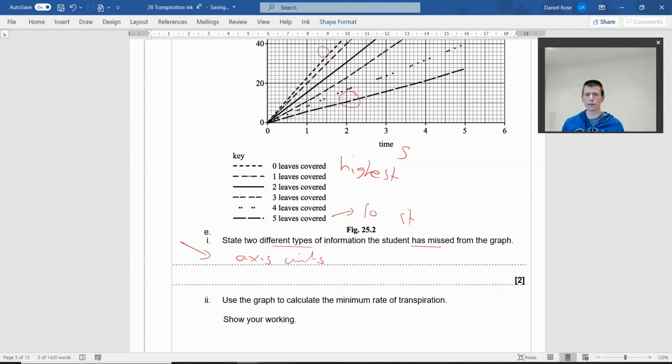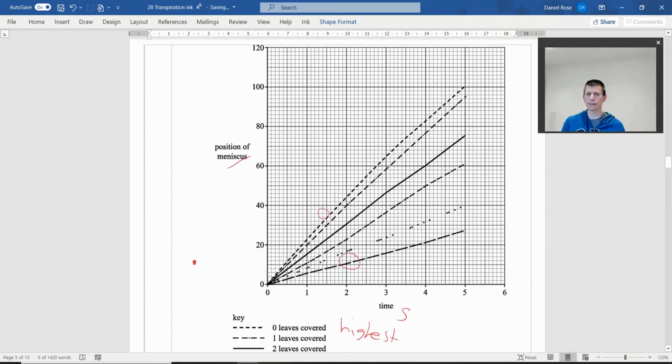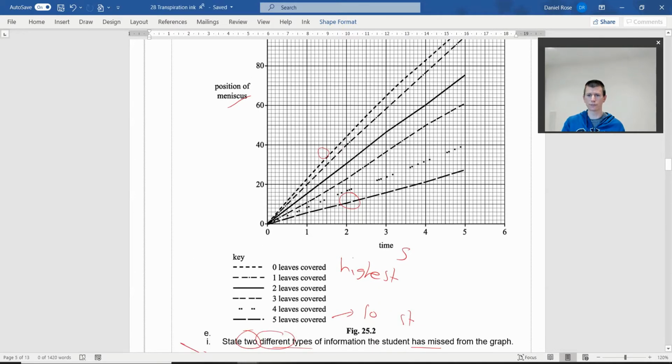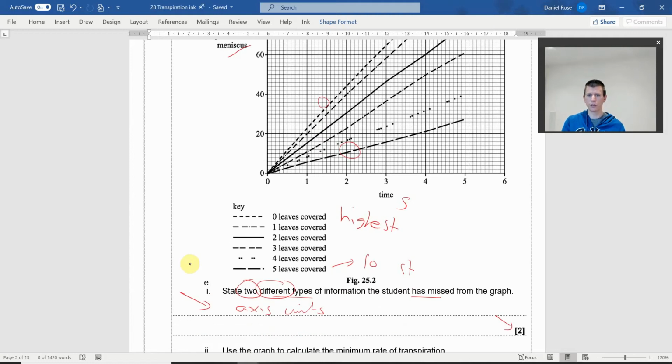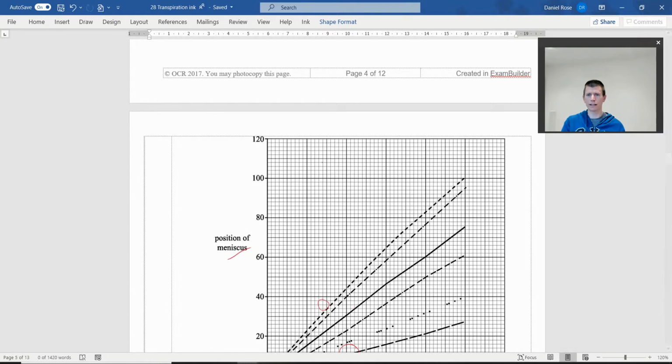Okay, now I'm in a bit of a quandary. It says 2 marks, so I've got to give 2. I didn't put it in bold, but the axis units, this is different types of information. So can this and this be treated the same? I'm going to look for another one because it does say different. I'm picking out all those key words of information that they have missed. It's got what was covered. Got the key. I guess we can go with title.